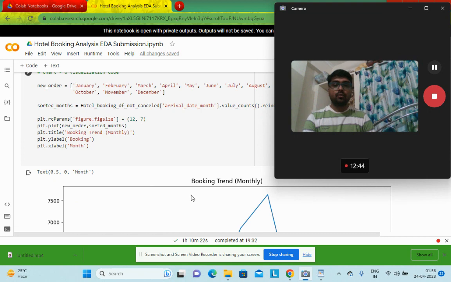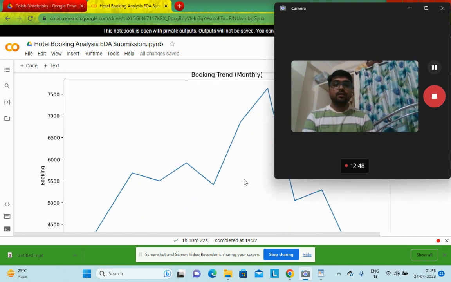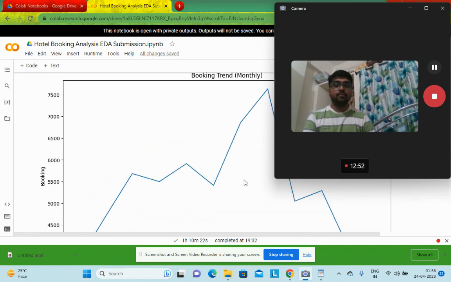Next, it is the booking trend. In this booking trend, monthly wise, we can see that July and August was the peak time. These 2 months were the peak time when most of the bookings are being made.